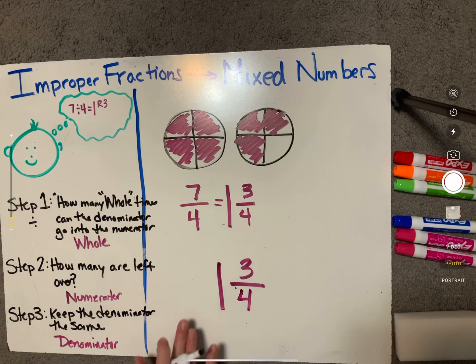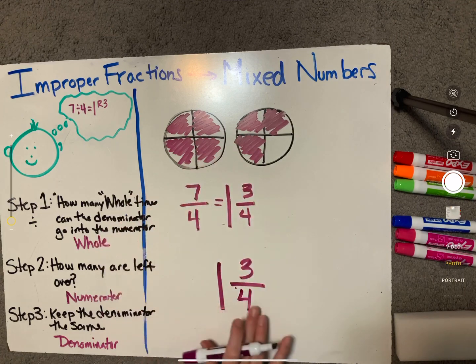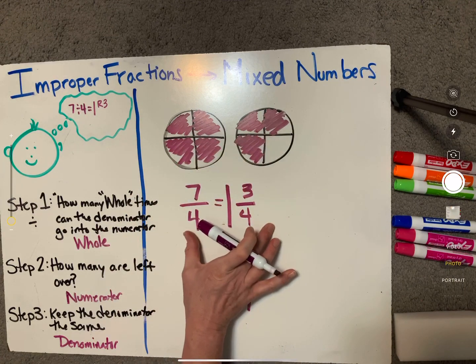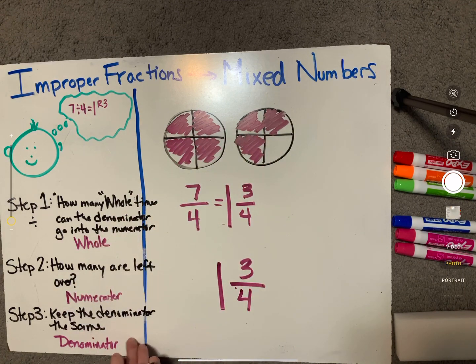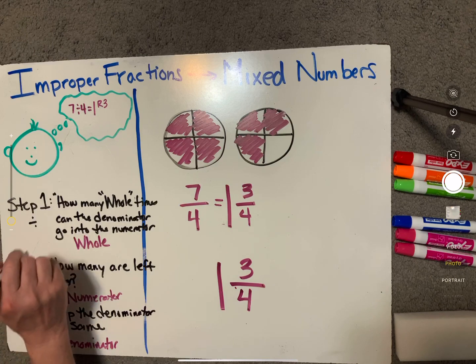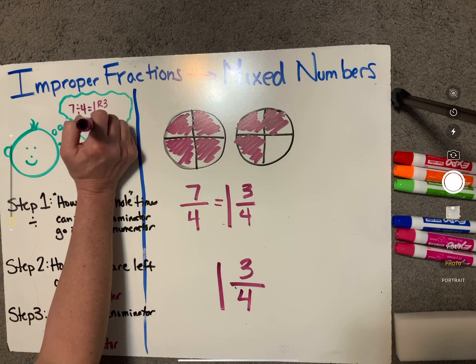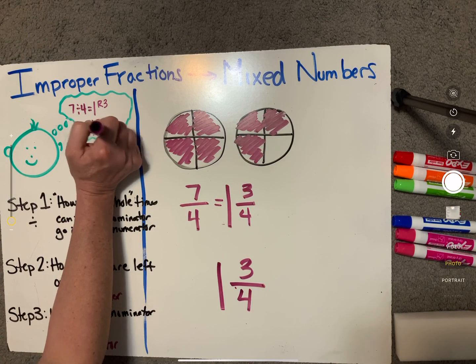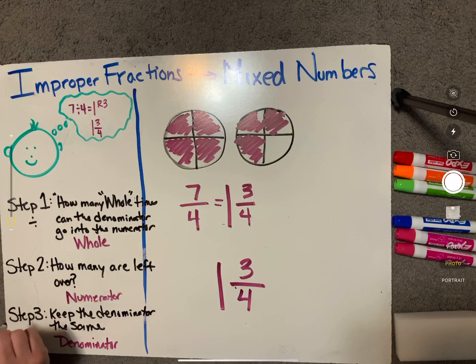Okay, so that's how we can go through without drawing all of this and using our math and computation skills to get us to our mixed number. So 7 divided by 4 is 1 with 3 left over. So we're going to have 1 3/4. Okay, do you see where my numbers come from?